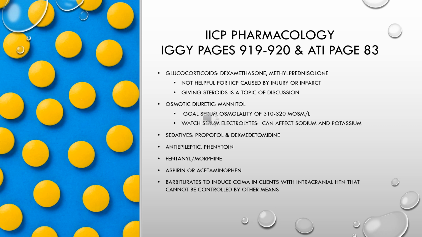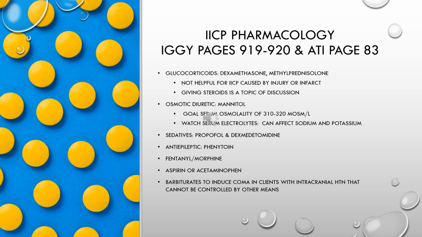The goal here is for the serum osmolality to be between 310 and 320. And if you think back to the slide where we had the diagnostics, we mentioned that would be something they would monitor to determine effectiveness of this medication. You do need to watch, however, your serum electrolytes, because this can affect both your sodium and your potassium, causing your sodium to drop and your potassium to go up. So you do want to monitor those things.